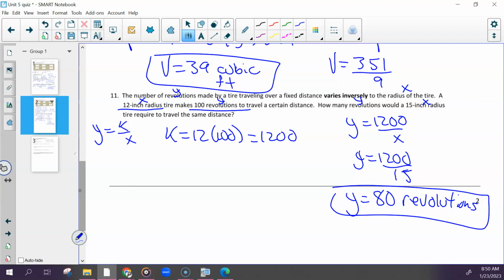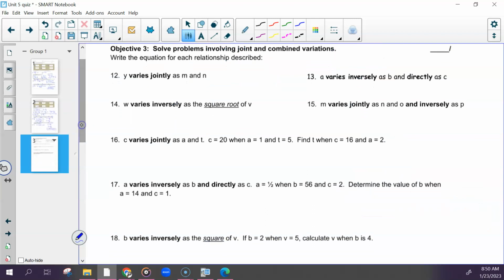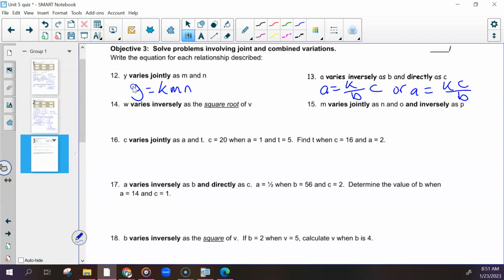Then on the last page, 12 through 15 were, could you set up the equation correctly? So 12 was y equals kmn. All of these equations needed a k. Very jointly, you're putting them next to each other. 13, a varies inversely as b, so a equals k over b. And directly as c, you can either put it next to it or in the numerator. That one was worth 2 points. Did you do the inversely part right and the directly part right?